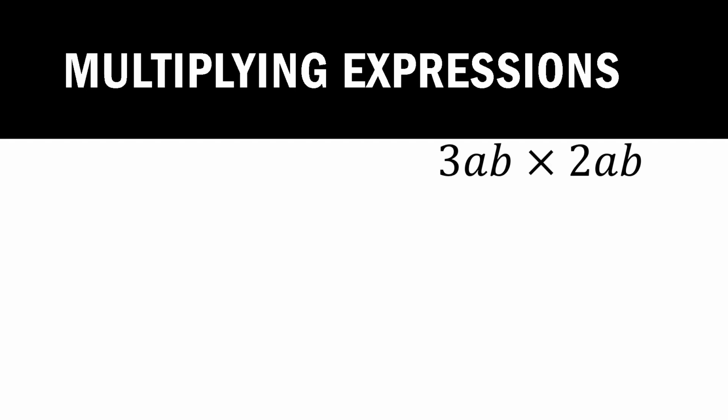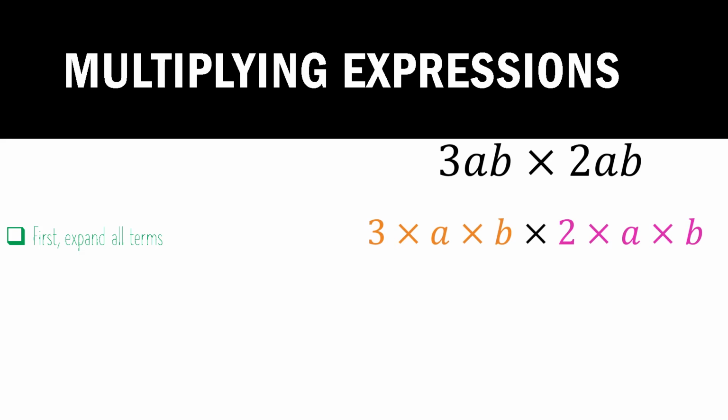Let us multiply this expression, 3ab times 2ab. The first thing we need to do is expand the terms. So we can expand 3ab by simply multiplying 3 times a times b, and we can expand 2ab by multiplying 2 times a times b.